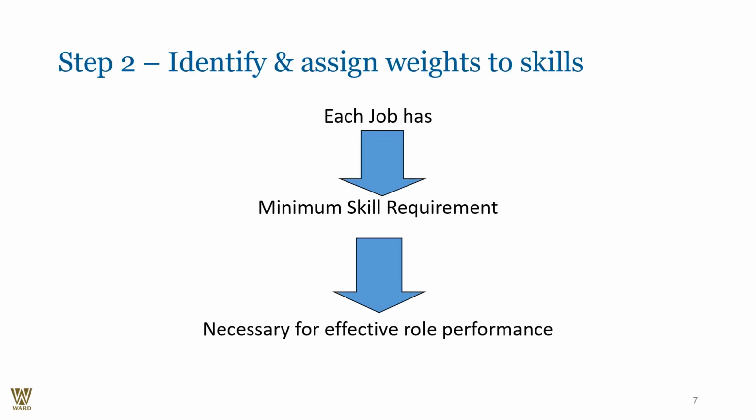Step number two is to identify and assign weights to the skills. Each job has to have a minimum skill requirement. Without that, the job's existence is to be questioned in the first place. If you don't require any skills, probably the job doesn't exist, and it need not be owned up. It can simply be outsourced or done by contract employees and so on. But if the job exists, there is a skill requirement, and you need to perform the job perfectly, and every time there has to be an effective role performance.